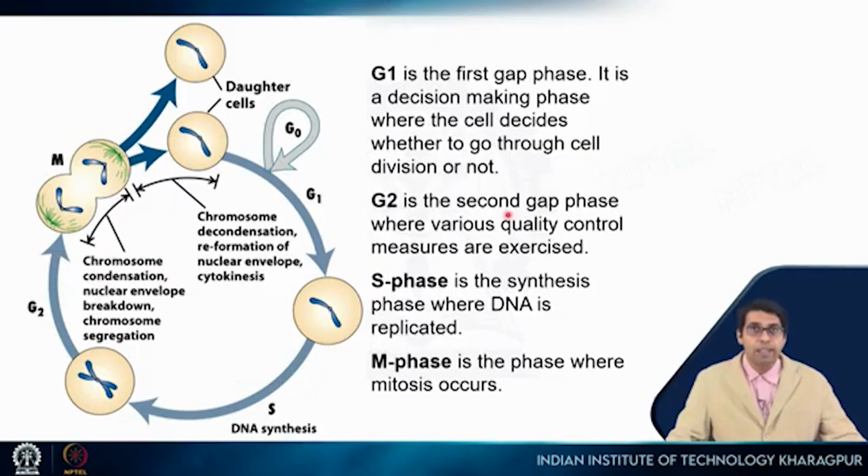Then G2 phase is the second gap phase where various quality control measures are exercised. All the microtubules and all this machinery are assembled in this phase, and it ensures that the DNA synthesis has happened properly, all the chromosomes are present, there are no breakdown or damages in the DNA or the chromosomes, and once all those checks and balances are found to be okay, then the cell commits itself to the M phase. I have already alluded to it, we will see that there are actually several checkpoints which ensure that everything is fine and the cell can proceed to the next stage.